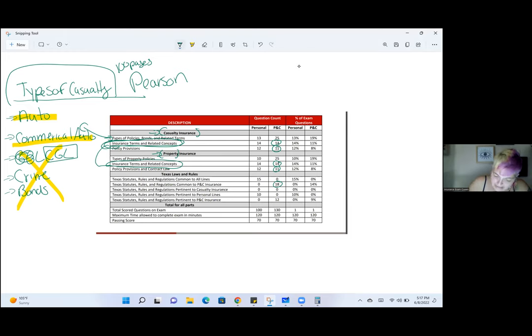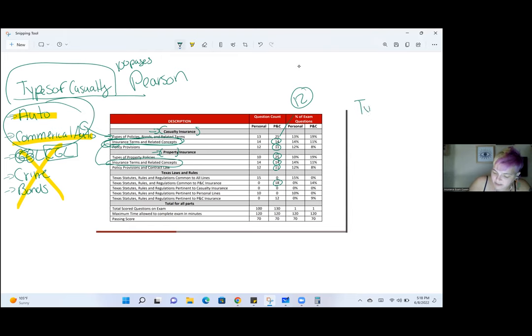And then you only need half of those points there, which would be the commercial auto and the regular auto. You don't need all 25. You only need about half, which is about 12. Same for types of property. So what's in the types of property chapter?